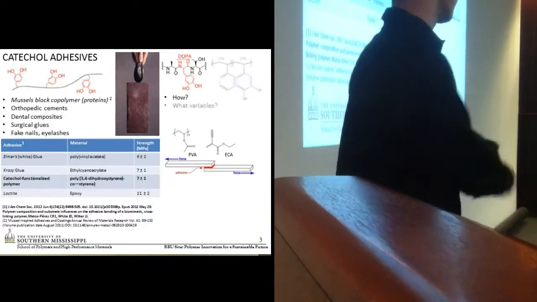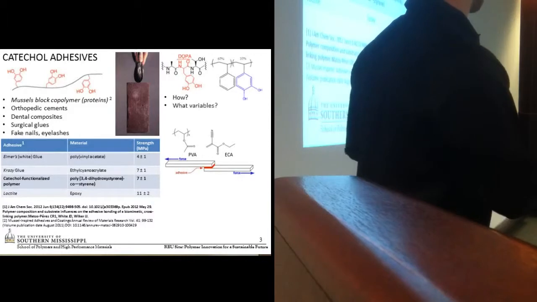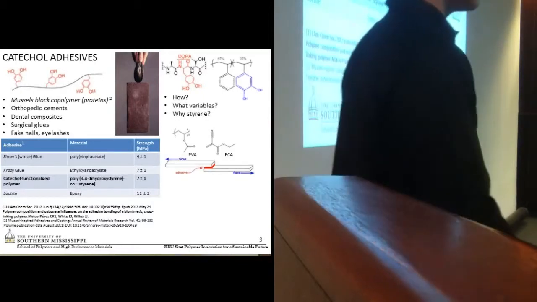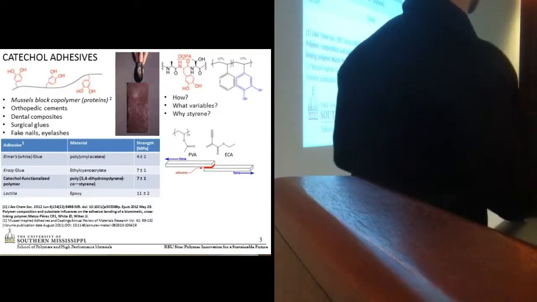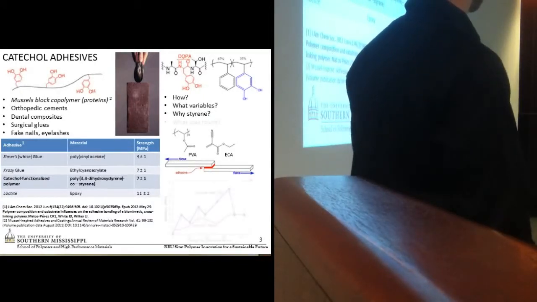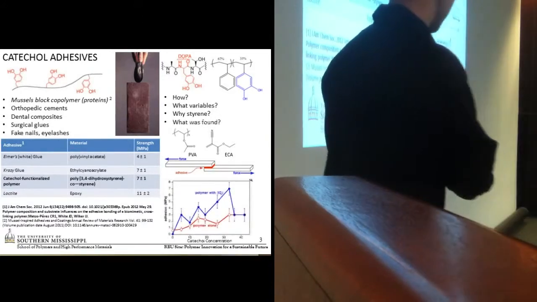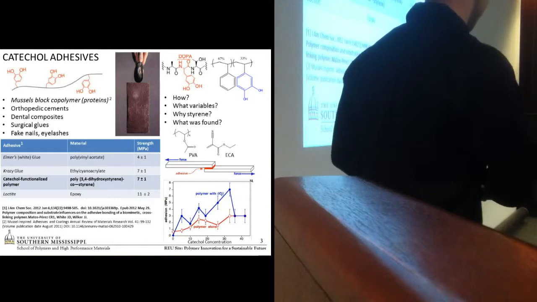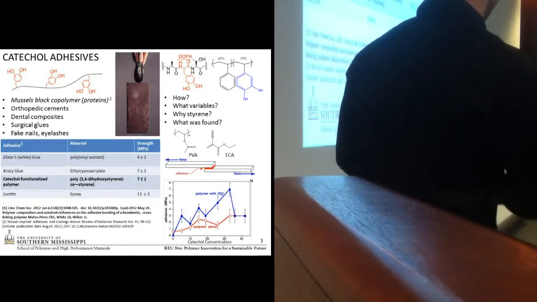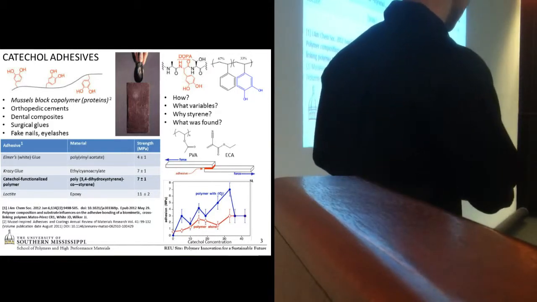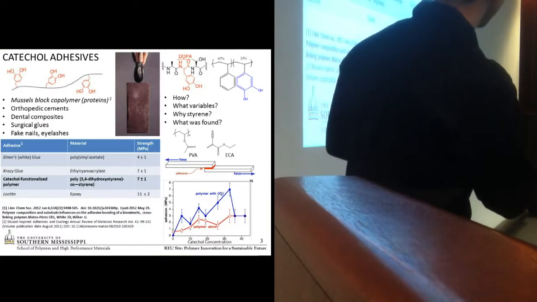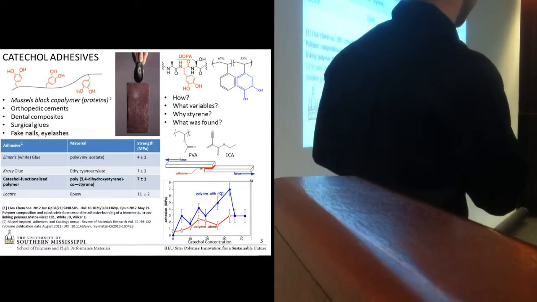What variables did they test? They tested the ratio of catechol here to styrene to see what would result in the best adhesive. Why did they choose styrene? Simply because styrene is most similar to catechol. What did they find? You'll see in the red curve here, where the x-axis is catechol concentration and the y-axis is adhesion, that the best adhesion was demonstrated at around 33%, which you see right here, of catechol to styrene.